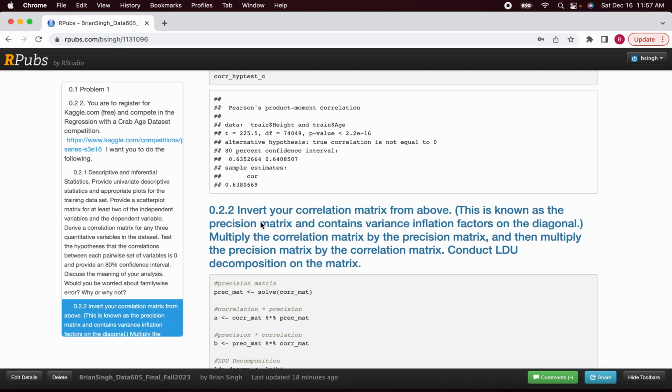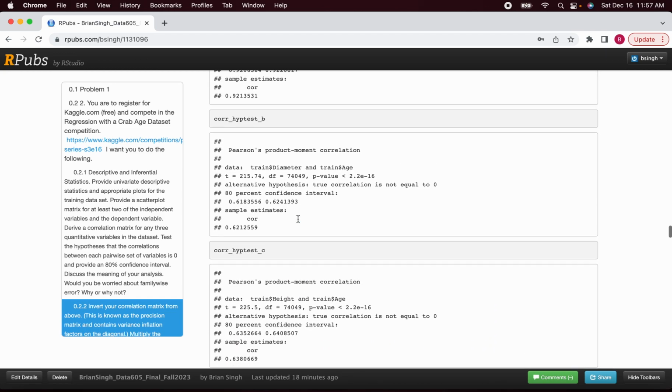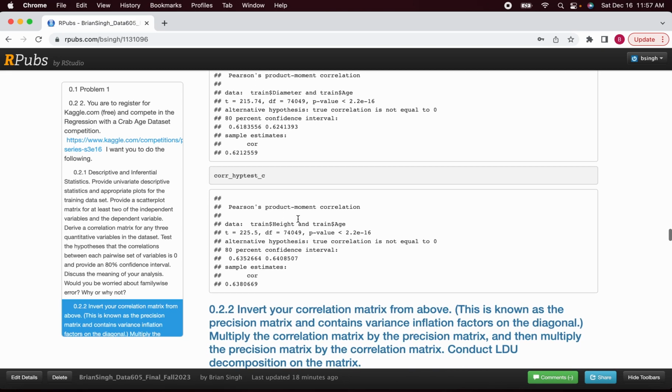The next, then, I believe there was another question about Family-wise error, and yeah, I know I had to Google that a little bit.